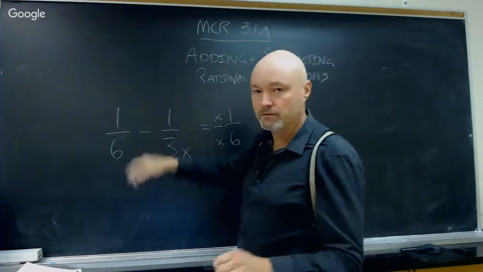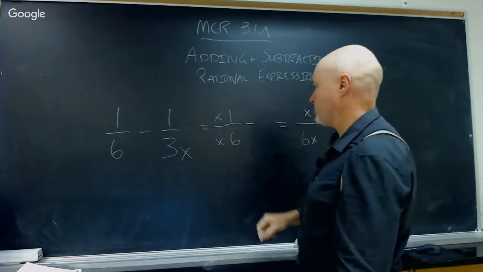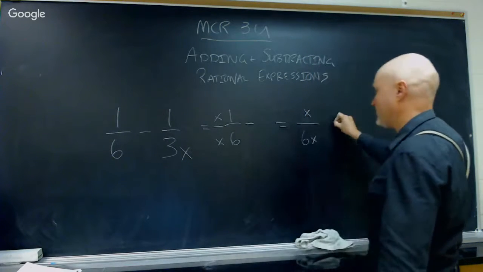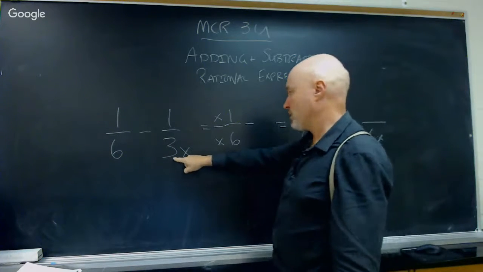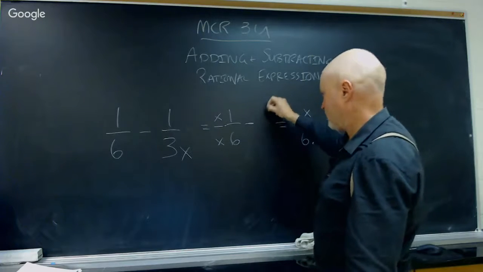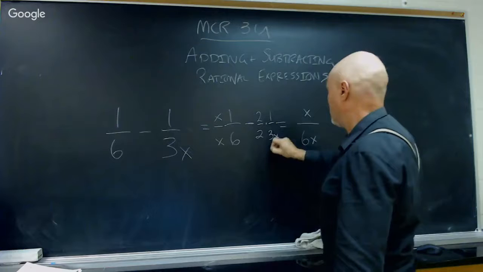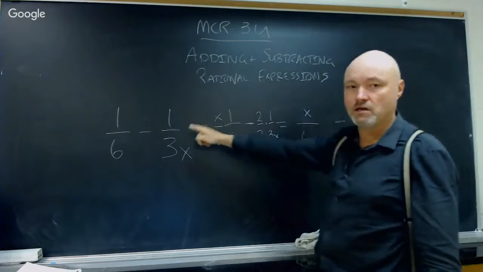Sometimes people talk about cross multiplication, but that might be just a waste of time. Okay, I have a 3x on the bottom, but I want this to be a 6x on the bottom over here. I have to multiply the bottom by 2, but when I multiply the bottom by 2, I have to multiply the top by 2. So now we've got 2 over 6x. Okay, so these are equivalent.